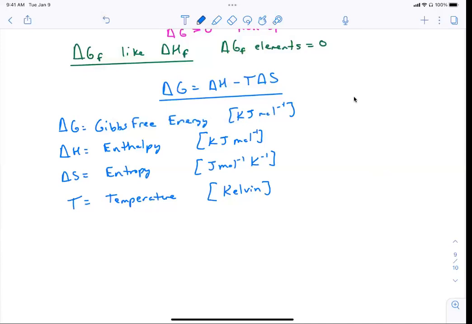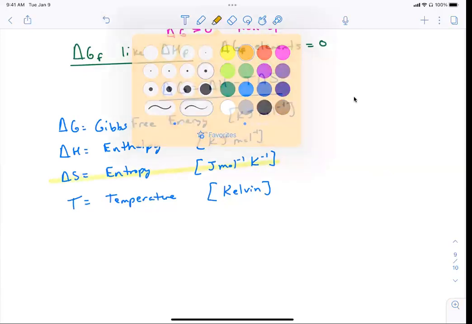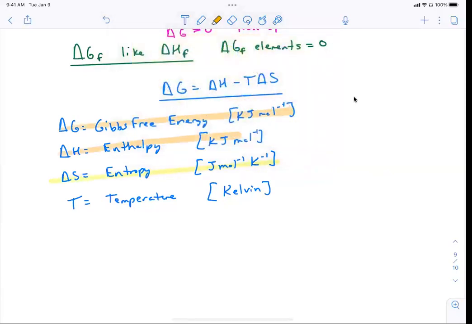And so the biggest mistake students make here is they just don't follow their units and they start combining stuff together. They forget that entropy is in joules per mole and everything else is in kilojoules per mole. So you can't subtract delta H minus T delta S because they're different units. So what you generally have to do is divide this value by 1,000 to convert it into kilojoules. And that's the biggest mistake.